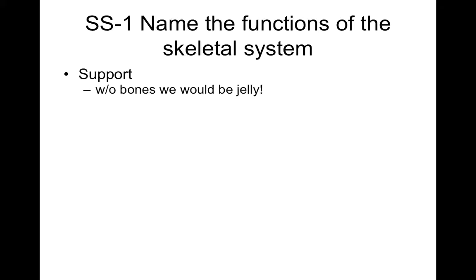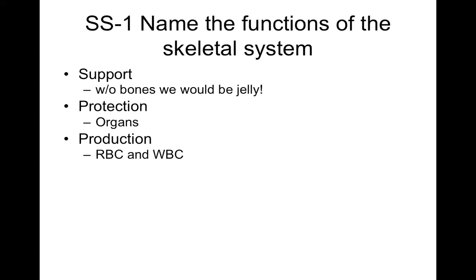Well, the skeletal system supports our body. It's what gives us shape and form, protects our organs because our body cavities are partially made up by the skeletal system. So the ribs protect the heart and lungs, cranium protects the brain.